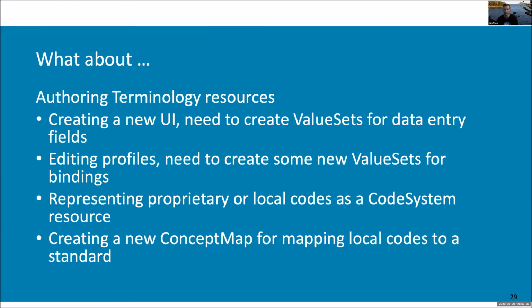I imagine an important thing for this audience is that you need to represent local codes as a code system resource. So for example, if you're in Thailand and you're using the Thai medicines terminology, then you need to create a code system resource for capturing all of those codes and the relationships that exist between them and the properties that they have. So that's an authoring use case. Or maybe you need to create a new concept map. So you've got a local code system that you use and you want to map it to some standard code system, perhaps ICD or perhaps ATC for drug usage or things like that.